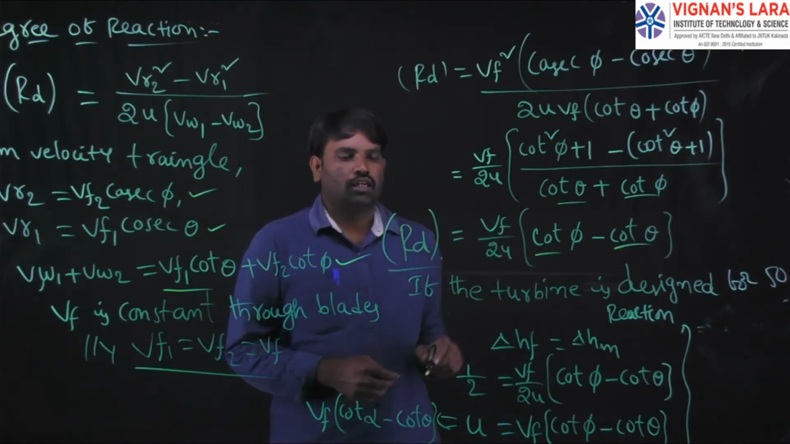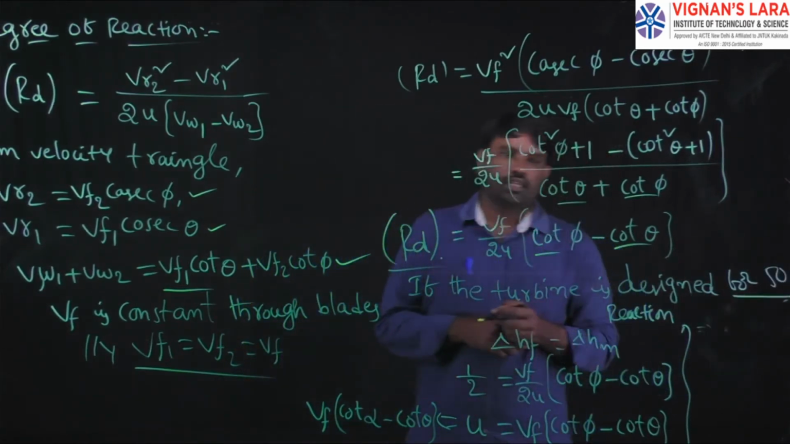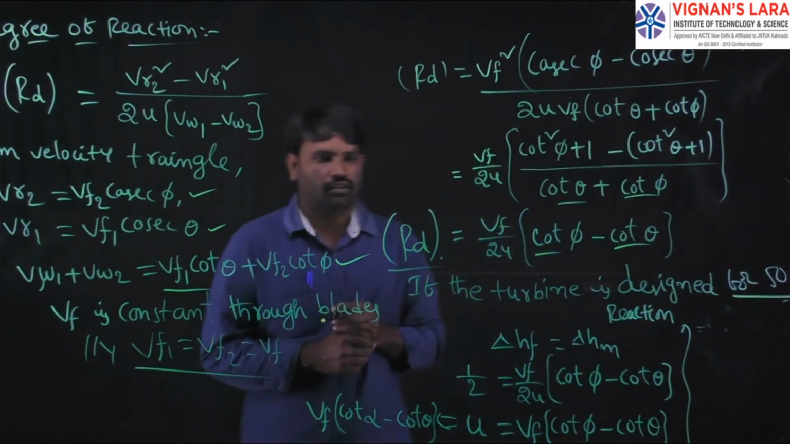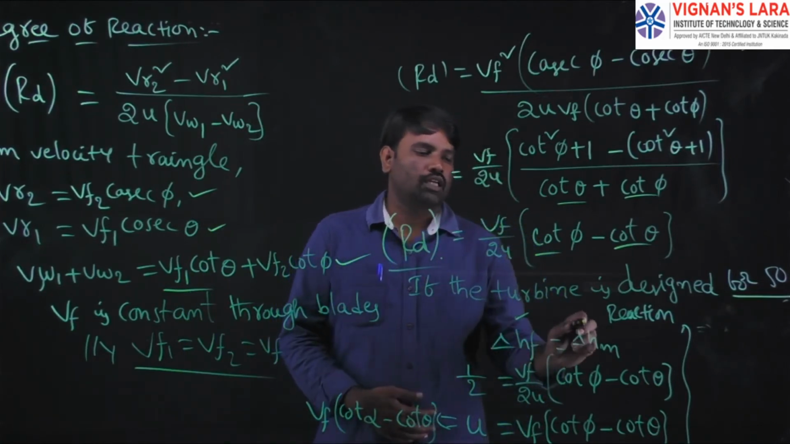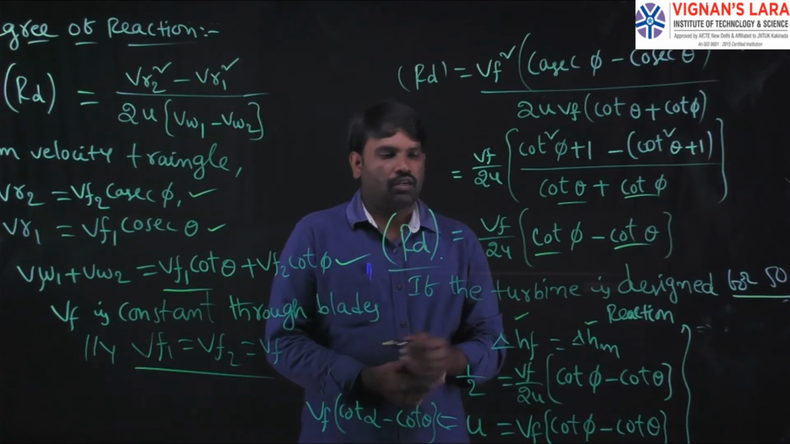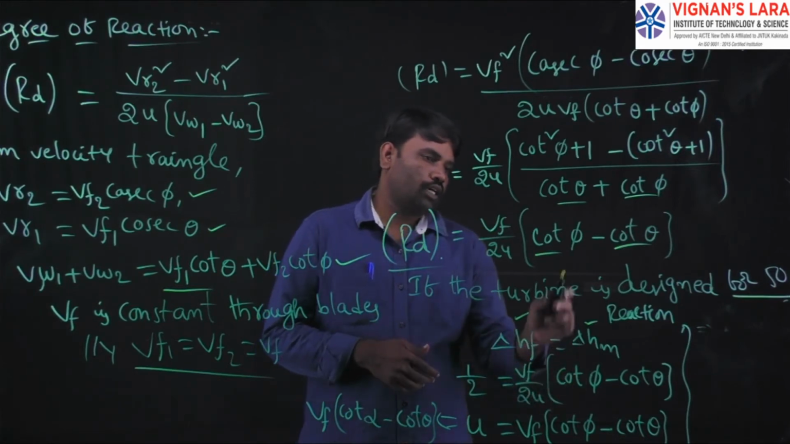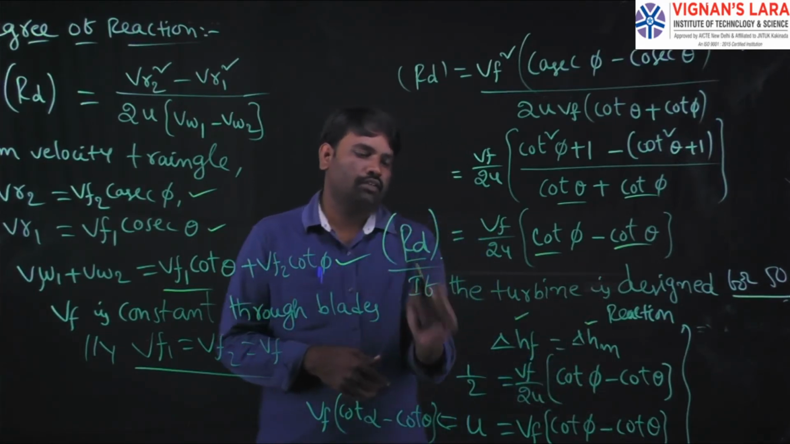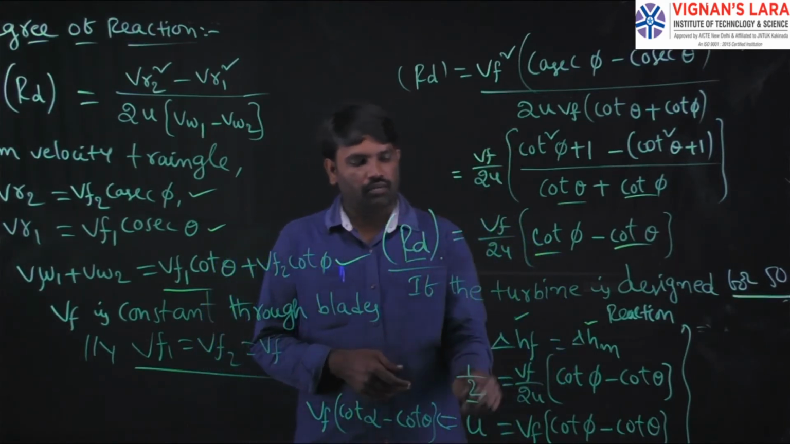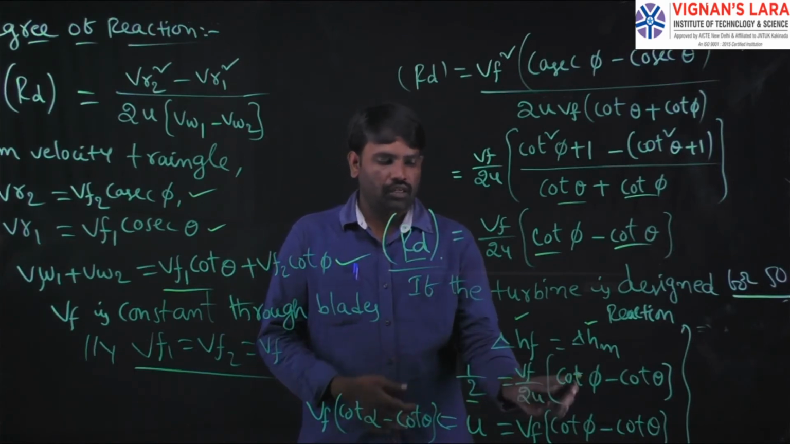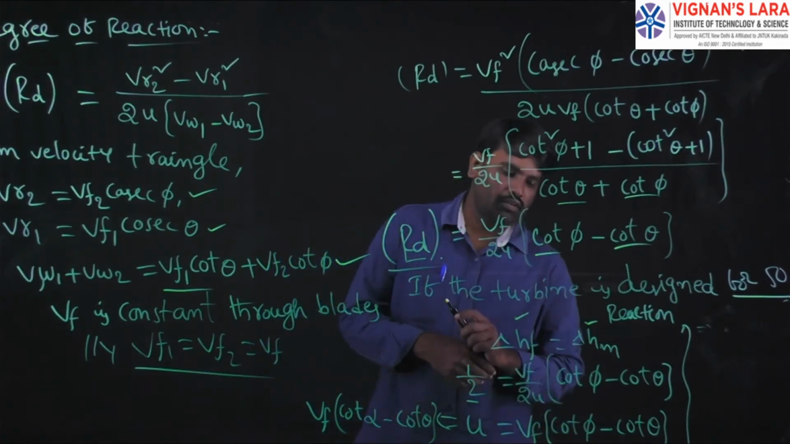If the reaction turbine is designed for 50% degree of reaction, then the enthalpy drop in fixed blades must be equal to the enthalpy drop in moving blades. So we equate the degree of reaction, Vf by 2u into (cot phi minus cot theta), with 50%, that is 1 by 2. The remaining terms on both sides are the same, Vf into (cot phi minus cot theta).